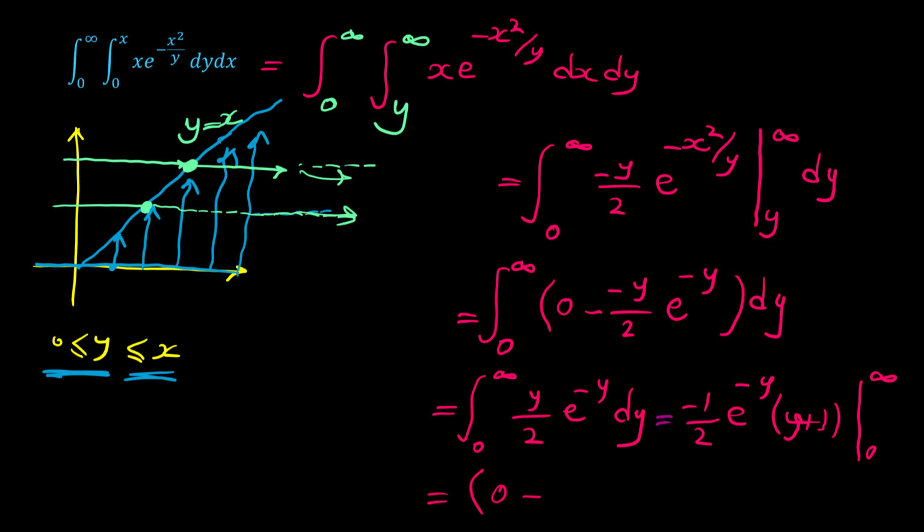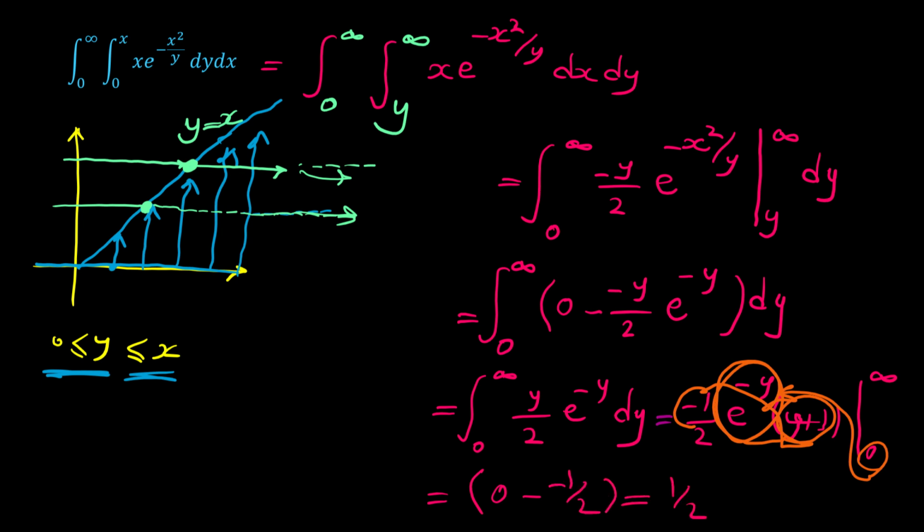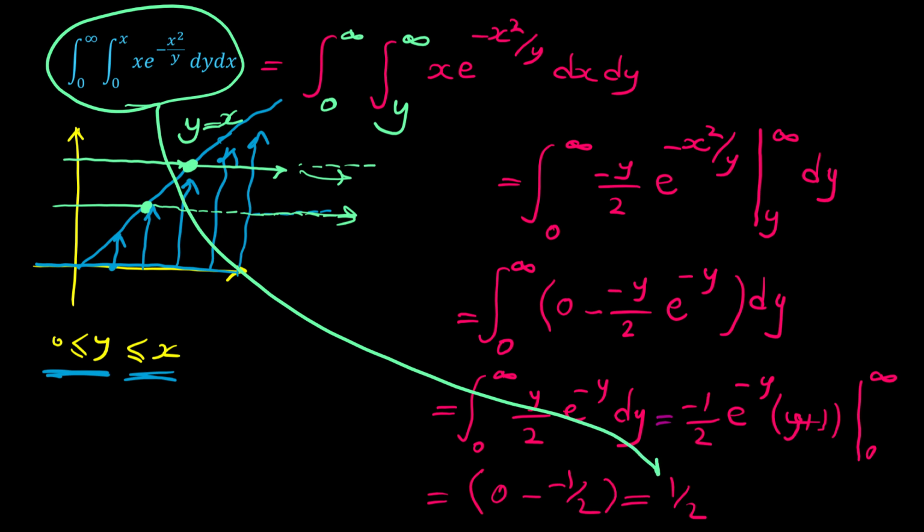What about 0? If we substitute 0 for y, this is e to the 0, which is 1, so minus 1/2, so 0 minus 1/2, and this equals 1/2. So the answer of this really challenging, complicated, improper double integral is 1/2.